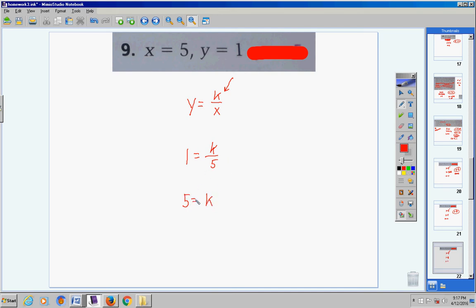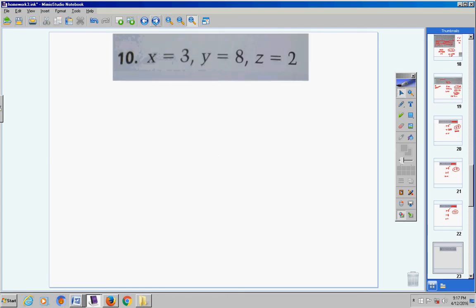So k equals 5. Since k equals 5, we're going to pick up 5 and put it in for k right here. So y equals 5 over x. And that's your answer. They're going to have yx equals 5. We're going to have this right here. Now numbers 10, 11, and 12 is a little different.